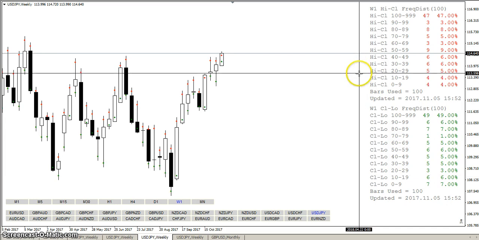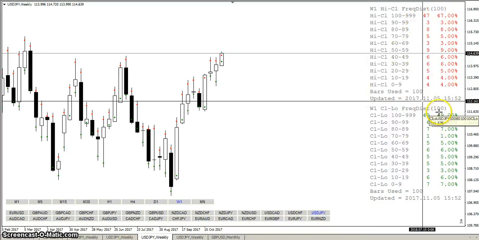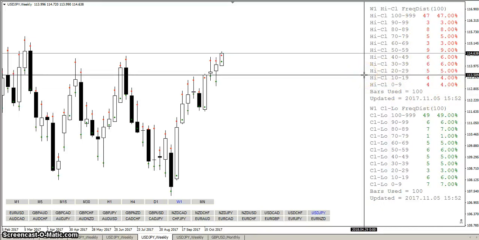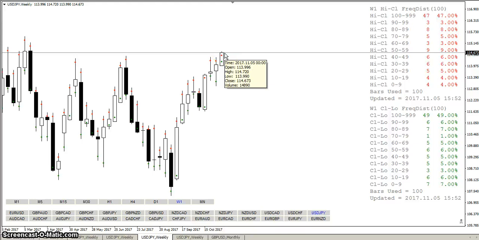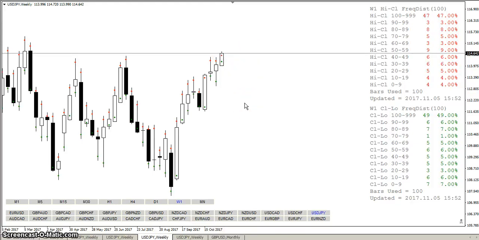Because here, high to close, would you start going short? Well, let's see. 8% of the time on this dollar yen over the last 100 weeks, it only closed within 0 to 19 pips. So you can just look at these wicks here. You see these red dots at the top and the green ones at the bottom, red rat, green rat zones. And this is the current week, so we're not really paying attention to that because we still have 4.5 days of trading time.